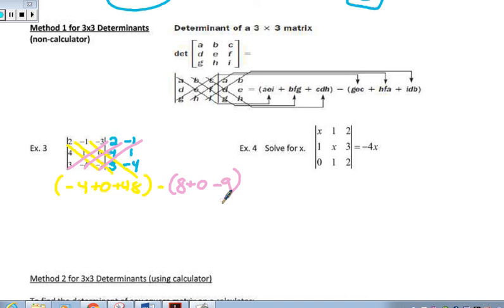Now we can just combine up all our numbers here. We have 44 minus -1. So the determinant here would be 45.